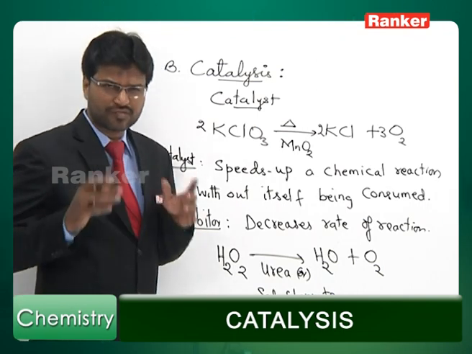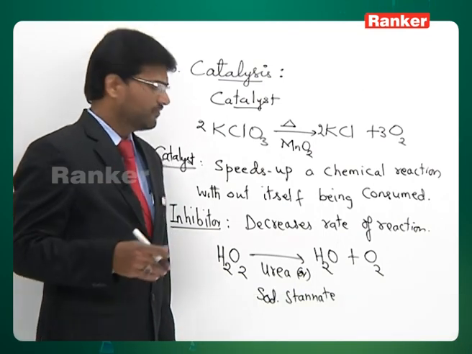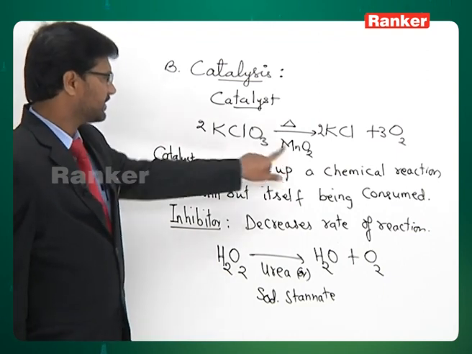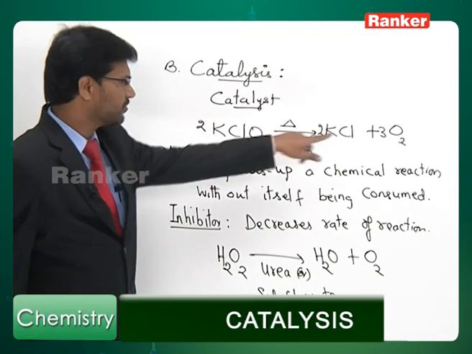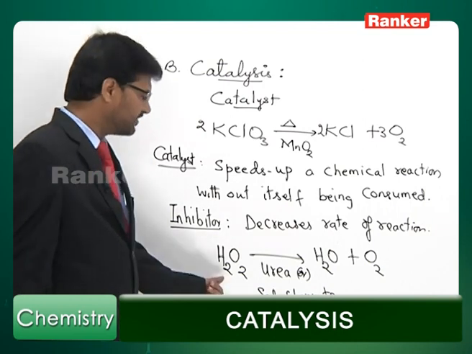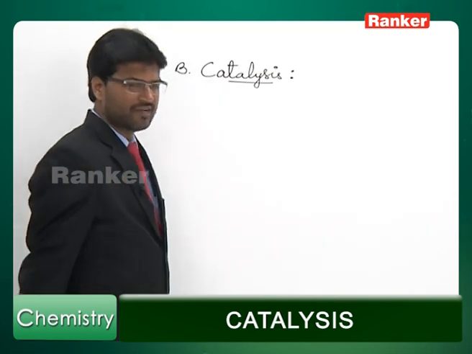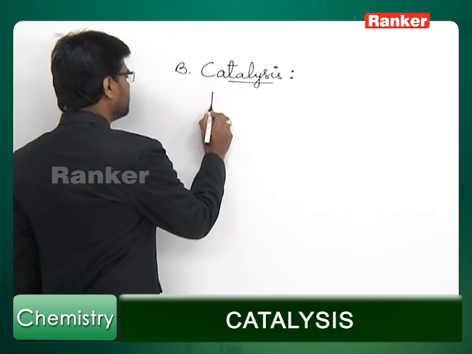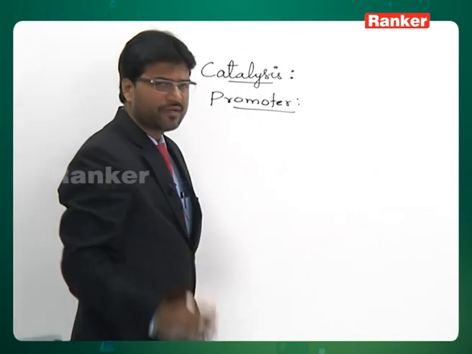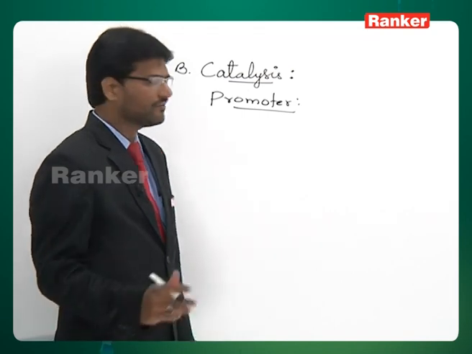So, we have got familiar with two terms. One is catalyst, another one is inhibitor. Catalyst speeds up reaction, whereas inhibitor slows down a chemical reaction. MnO2 catalyzes decomposition of potassium chlorate to oxygen, whereas urea or sodium stannate decreases the rate of decomposition of H2O2. Now, there are two more important terms. Let us get familiar with them. One is promoter. Promoter is a chemical substance which enhances activity of catalyst. It increases activity of catalyst.